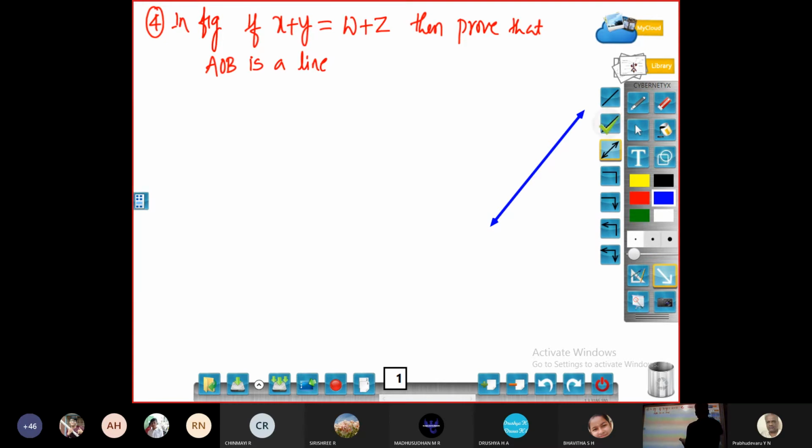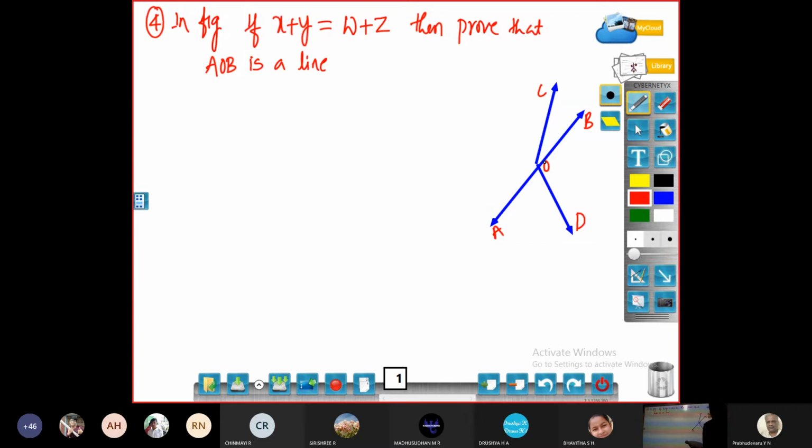So there are two rays from the point O. One is like this, and the other one is like this. So the points are A, this is B, and this is D, C, and point O. Angles are mentioned like this. This is angle Y. So this small angle is X. This one is Z. And this angle is W.